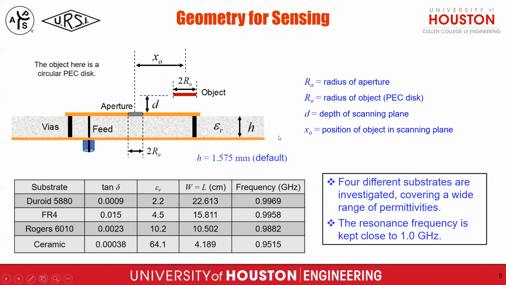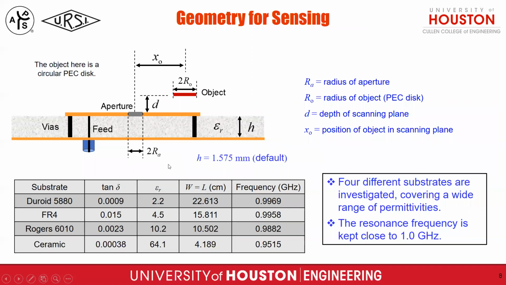Here, let's talk about the geometry for sensing. And this is a side view. Here, in our simulation, we use the PEC disk as the object. We move the object from left to right along the x-axis. Here, this is the object plane, and this is the patch plane. The vertical distance is d.